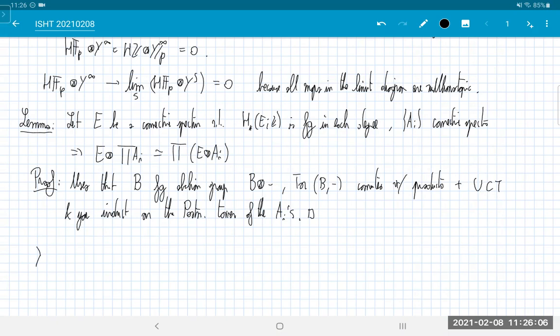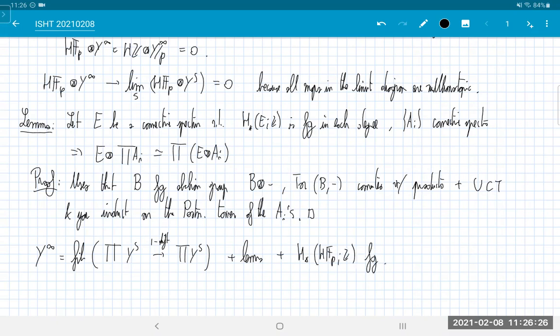And then you just use that Y infinity is the fiber of the product of the YS, like this, one minus shift, plus the lemma, plus the fact that the homology of HFP is finitely generated, which follows from the description of the Steenrod algebra I gave last time. And actually, I'm not even sure you need connective here, but of course, in our case, it is connective.